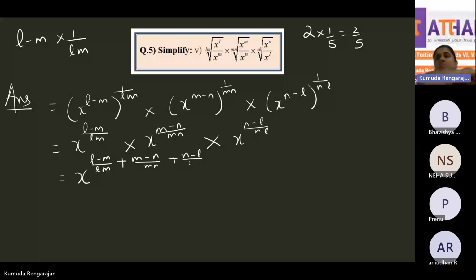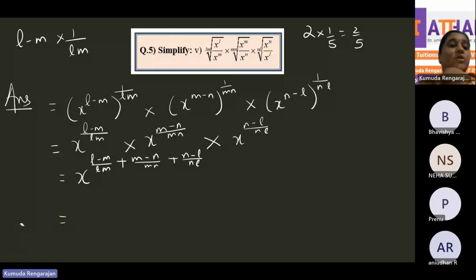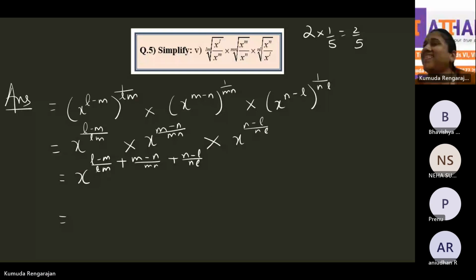Now who can tell me the LCM of the denominators? What is the LCM of the denominators? Ma'am, LMN. Neha. What's the LCM of the denominators, children? Loudly, you're talking inside the mask. It's very easy. LMN is the common denominator.